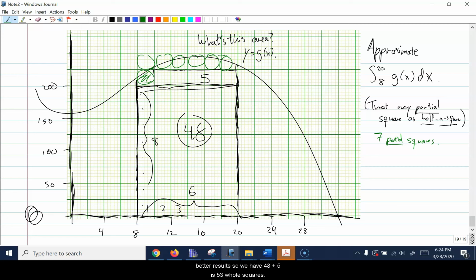So we have 48 plus 5 is 53 whole squares, and 7 partial squares. So I take 53 plus half of 7, treating those 7 partial squares as if they are half squares. Half of 7 is 3.5. 53 plus 3.5 is 56.5 squares is our answer.